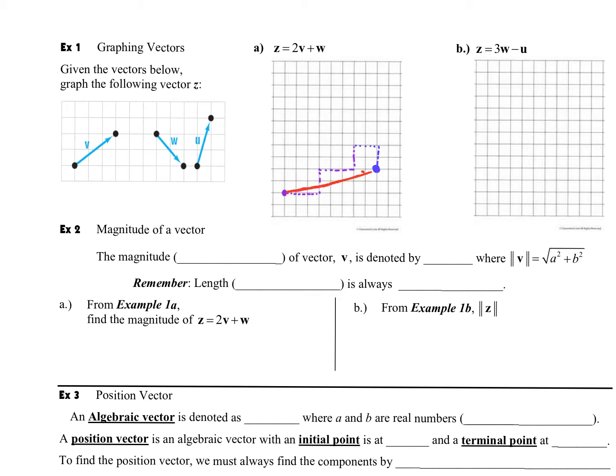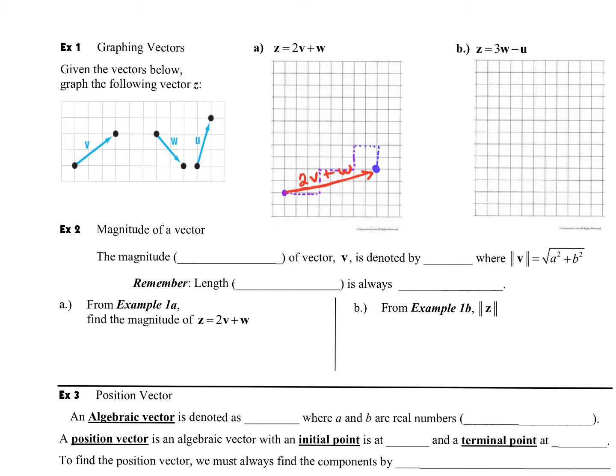Now I don't have a straight edge. If you had a straight edge, you'd be able to draw it better. This is going to represent 2v plus w. Now, we're going to go ahead and do this one more time. We're going to graph 3w minus u. So this time we want to do 3 of this w. So we're going to go over 2 and down 2.